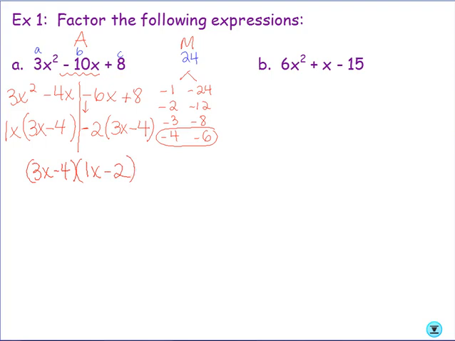So let's take a look at another one together. So we're going to try not to switch back and forth to the rules. First thing we did on this problem, we labeled A, B, and C. Well, what's B? Because B can't be x. B is an imaginary 1. We multiplied A and C. So 6 times negative 15 is negative 90.